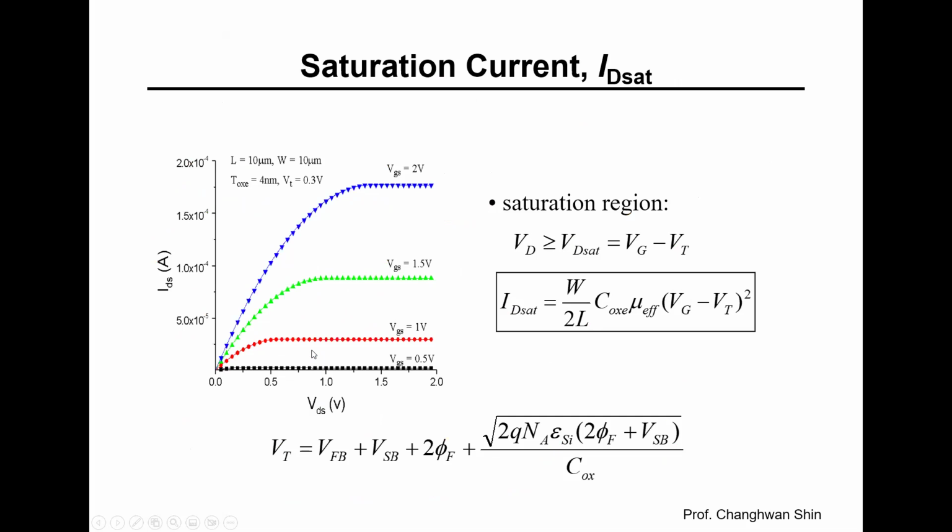All right. So the last slide in today's lecture is the saturation current, IDsat. When the drain source voltage reaches or exceeds VDsat, or VG minus VT, the MOSFET enters the saturation region. In this saturation region, the current remains relatively constant despite further increases in VDS. The saturation current is given by IDsat equal to W over 2L times the effective oxide capacitance times the effective mobility times (VG minus VT) squared.